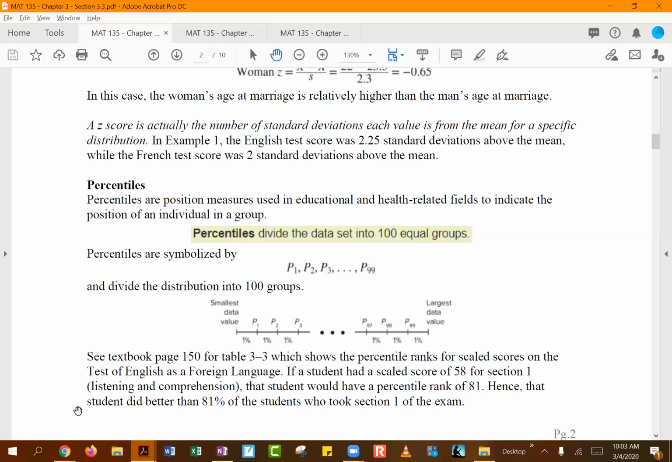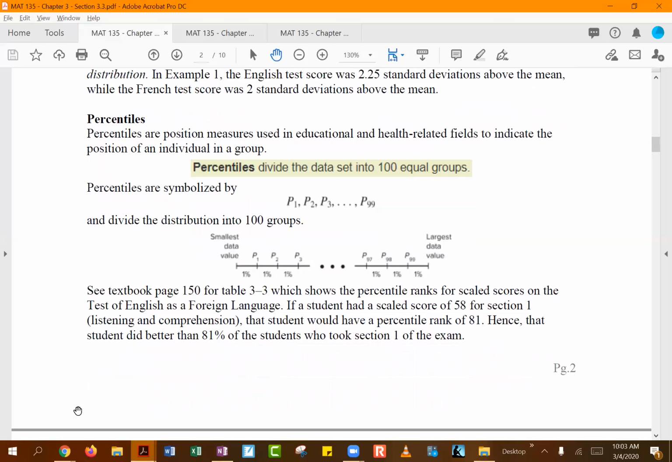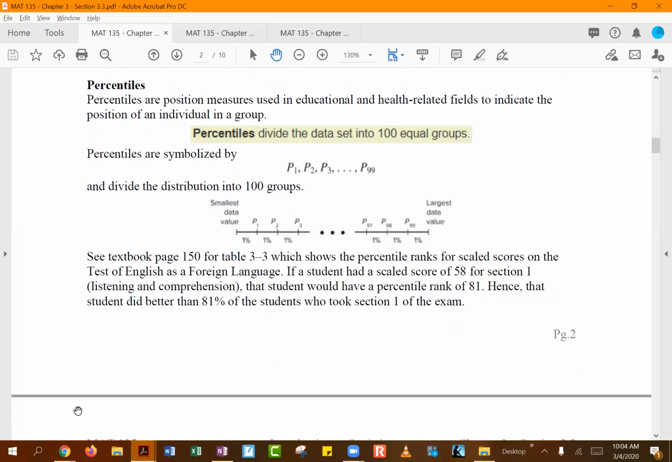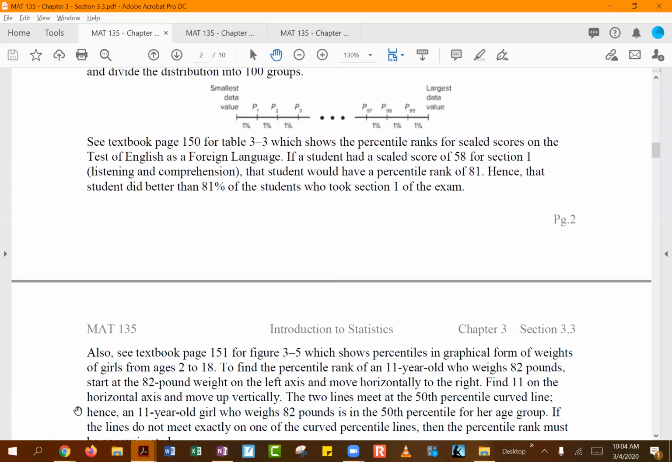20% would be above. So we do use the symbols P sub 1, P sub 2, P sub 3, all the way to P sub 99, to talk about, are you at the 30th percentile? So 30th percentile would be P sub 30, right? So that's how we write this down. And like I said, you break it up into 100 different parts.